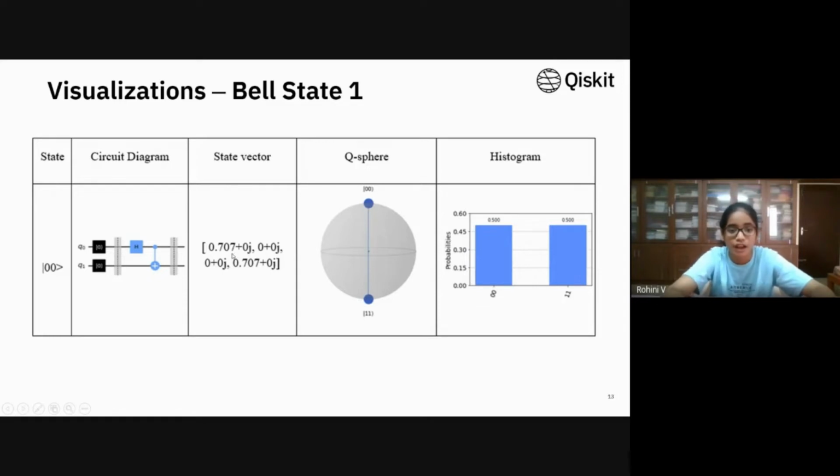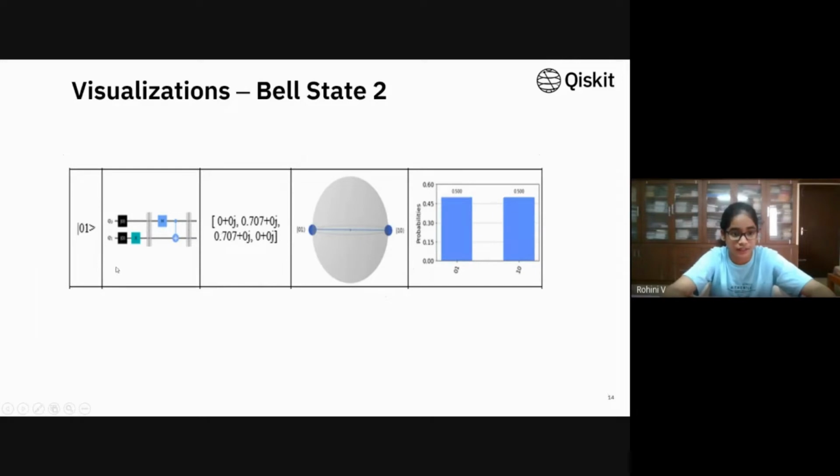Okay, and moving on. This is for state 2. If you put the 0 1, what we're doing here is a 0 state.